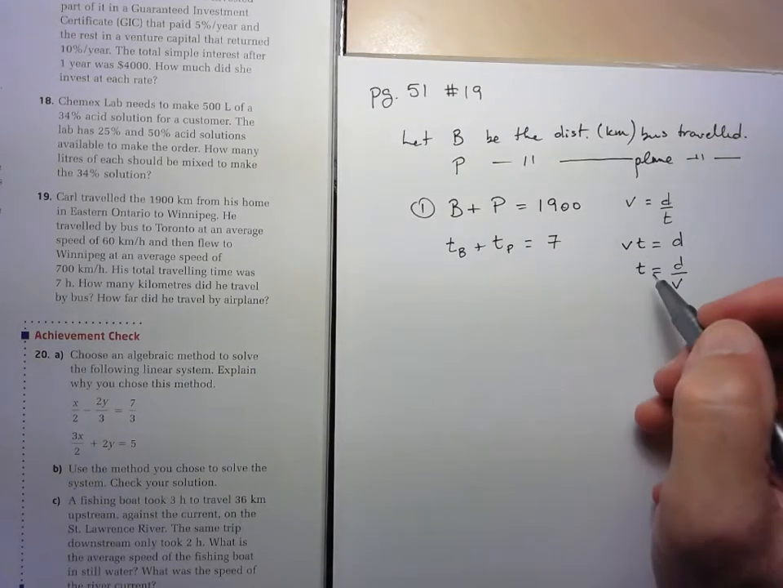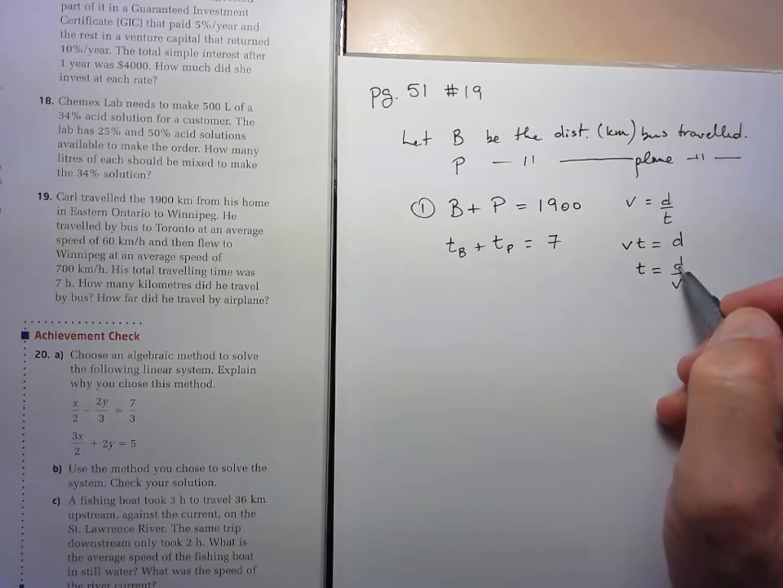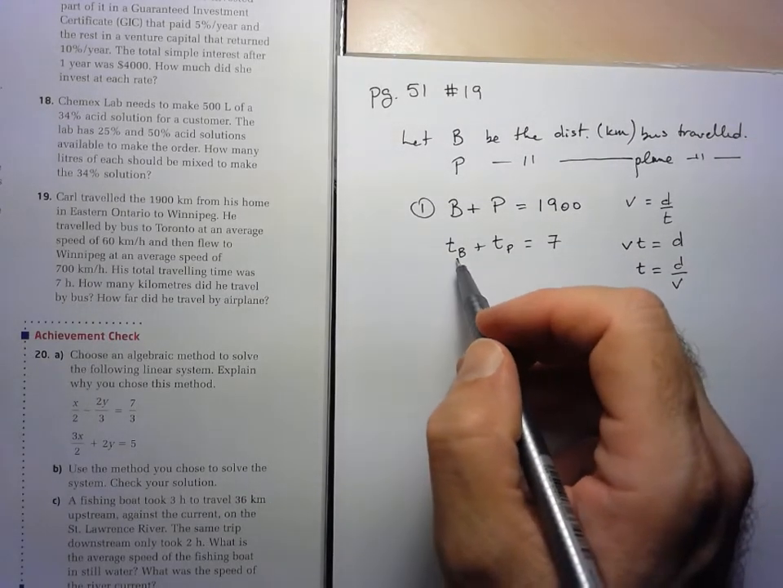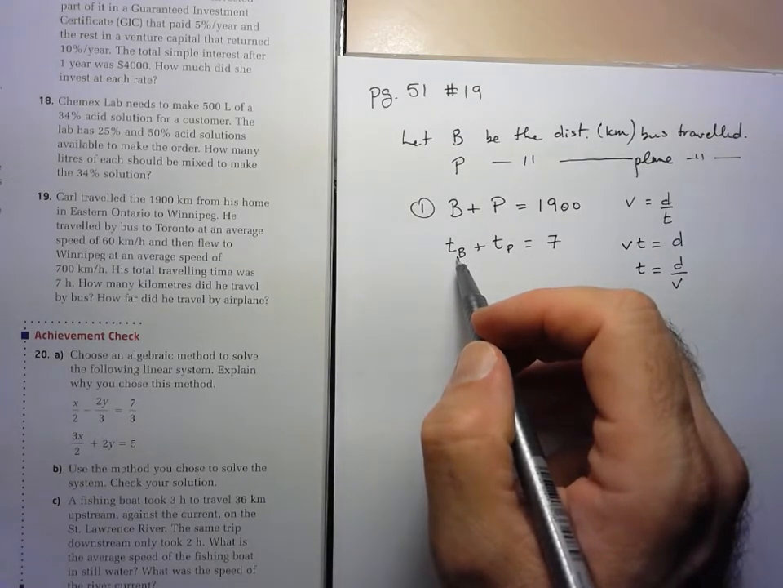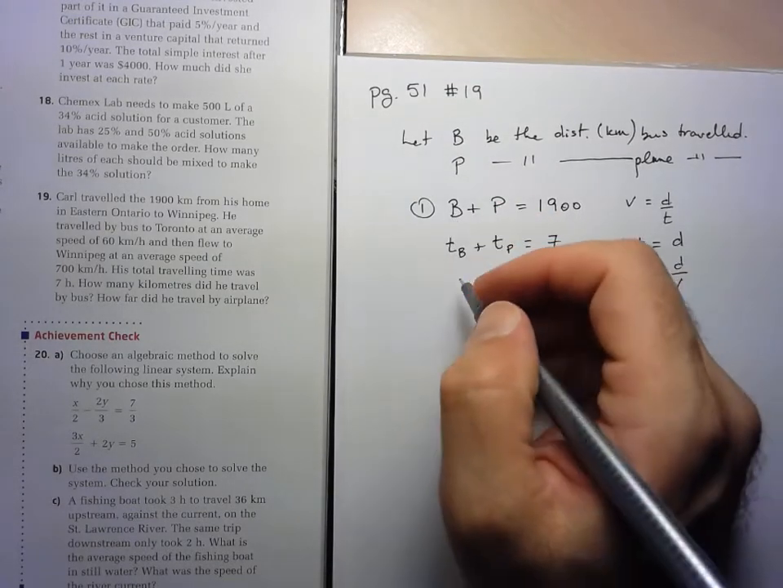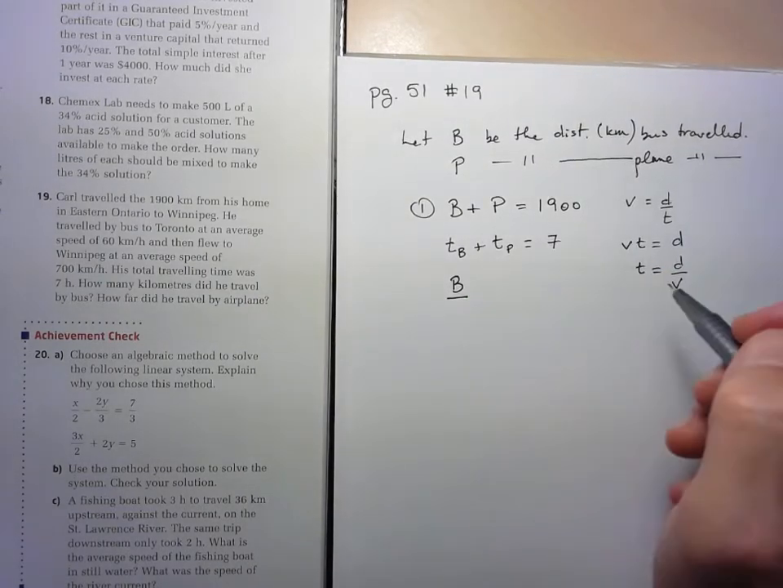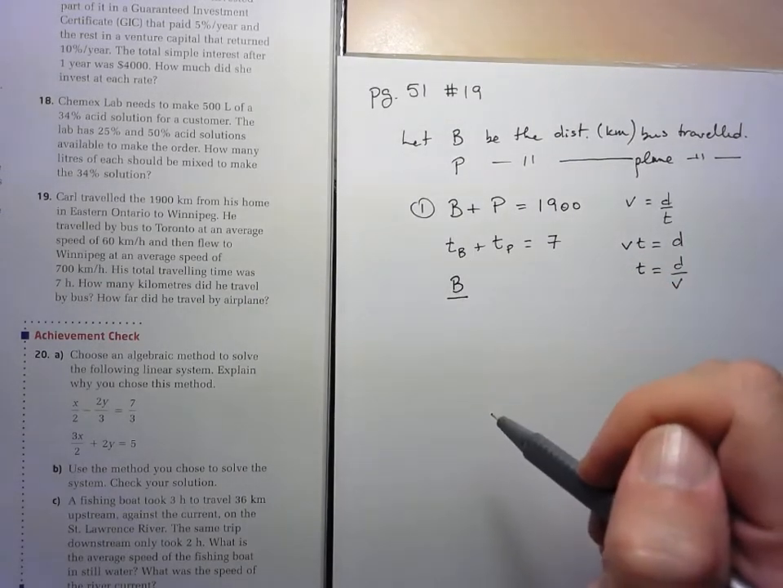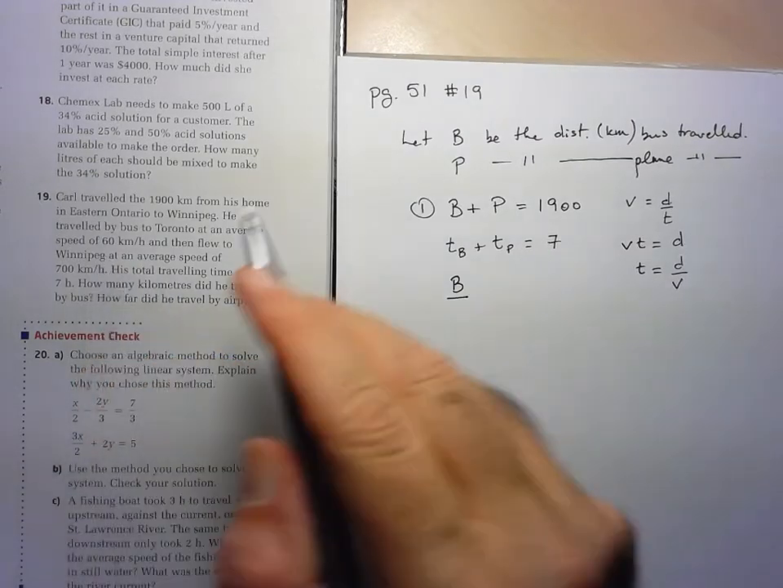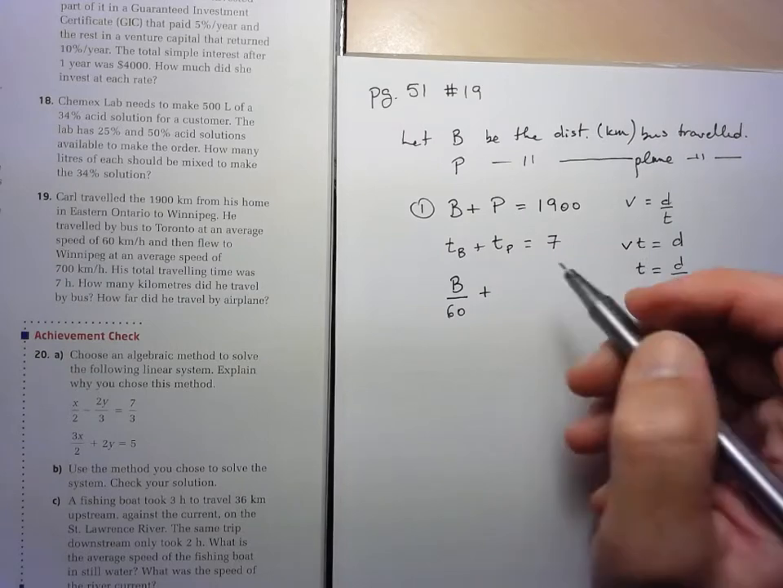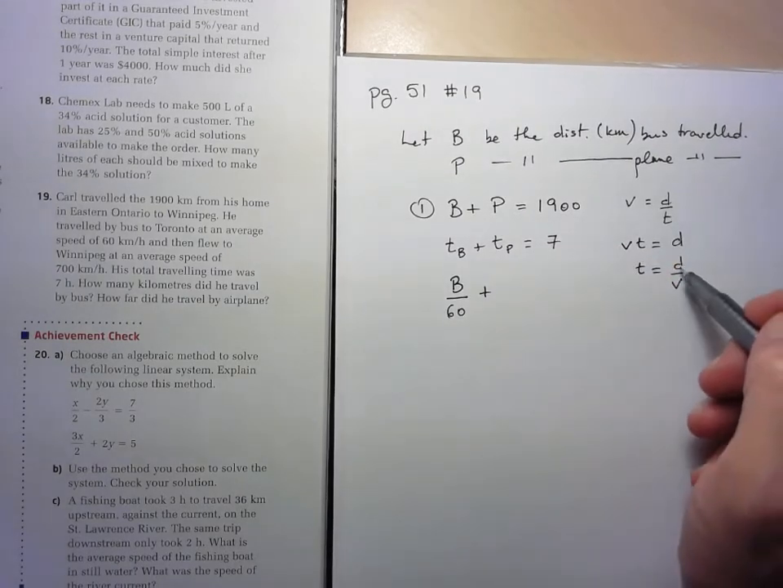So that means the time is given by the distance traveled divided by the velocity, or the speed during that time. Well, how far did they travel by bus? Well, we don't know. That's what we called B. Now we just have to divide that by the velocity to get the time. And hey, we know the velocity by bus, it's 60 kilometers per hour. Plus, let's rewrite the time using distance and velocity.